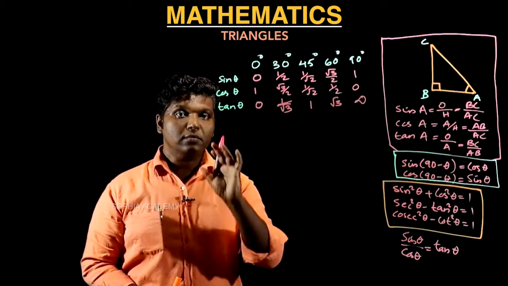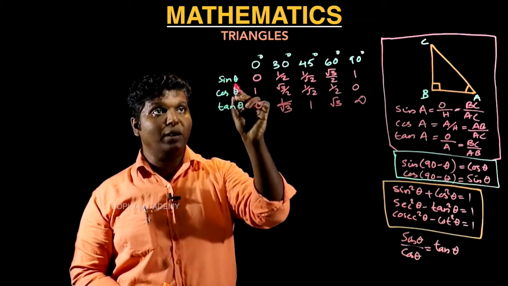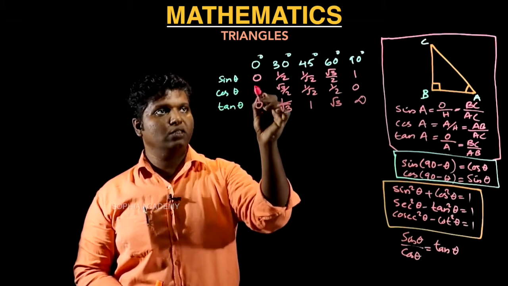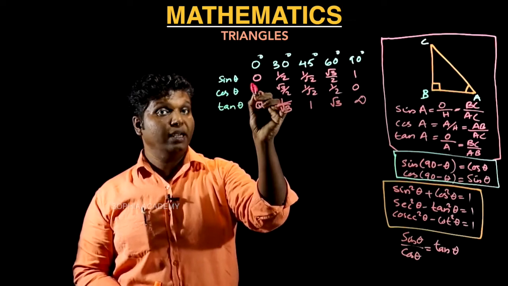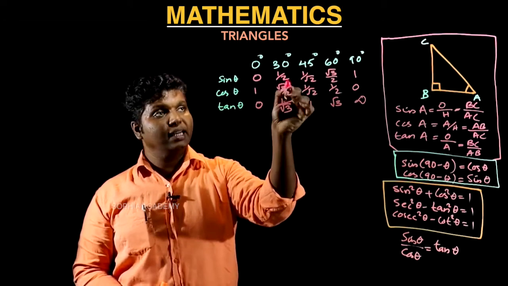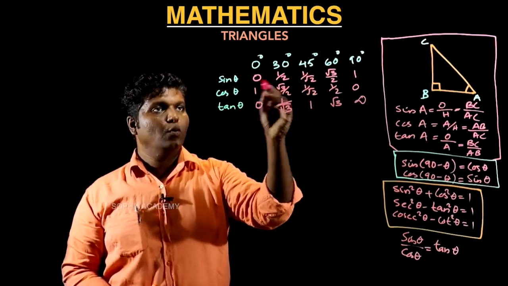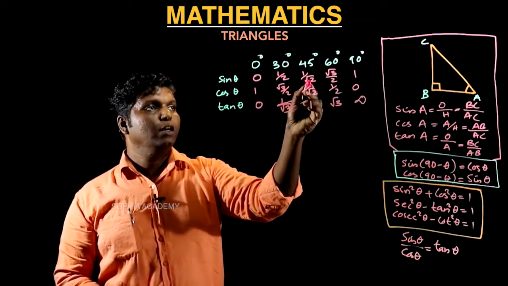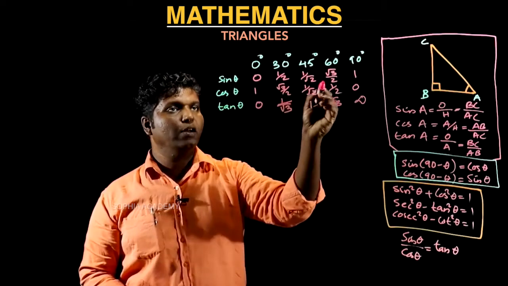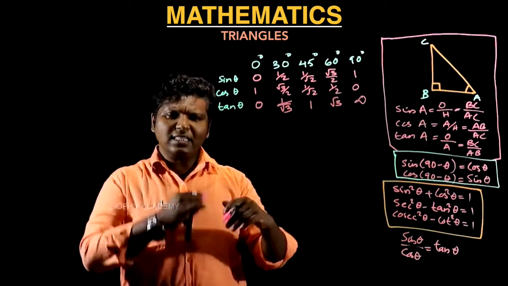Now, if you want to find cosec, what about cosec? Take the reciprocal. 1 by sine. 1 by sine is cosec. So 1 by 0. What is 1 by 0? It is not defined, right? So it will be not defined. What about cosec 30? Take the reciprocal of this one. What will become? 2 by 1. That means it is 2. Then what about cosec 45? Root 2 by 1. It is root 2 itself. What about cosec 60? 2 by root 3. Like that, just take the reciprocals.